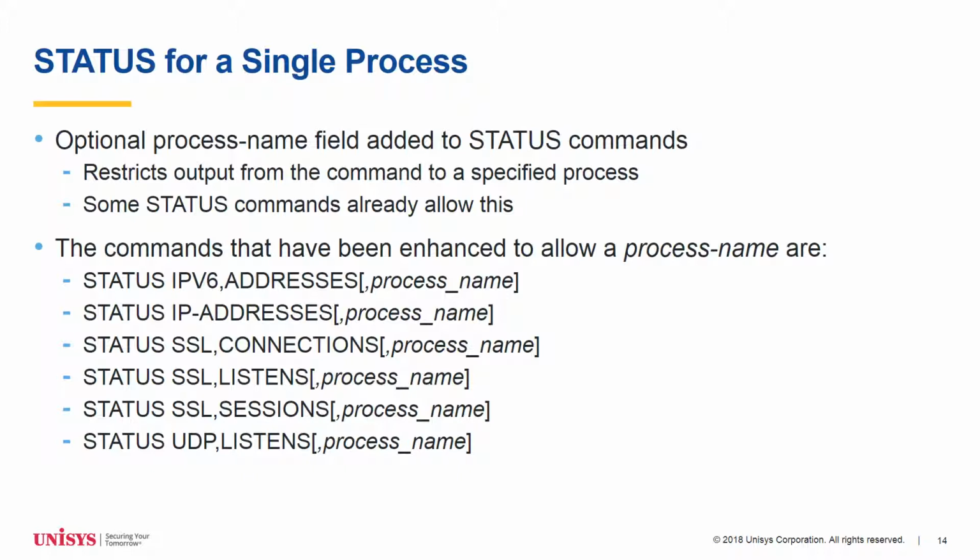A status command can output a lot of information, especially if there is information that applies to a process. If there are enough processes configured, the output from the command may be lengthy. Many commands already allow the output to be restricted to just information on the command specified process. This feature adds this capability to 6 pre-existing commands shown here.